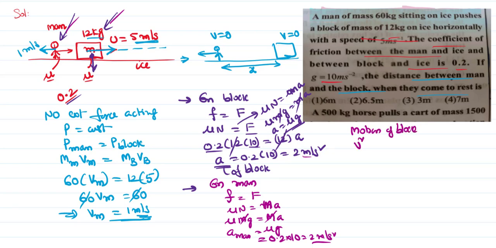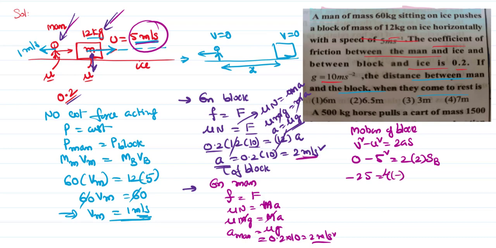Using a formula, I can calculate v square minus u square equals 2as. The block is finally going to stop. The initial velocity given to the block as per the problem is 5 meter per second. The acceleration of the block we have already calculated as mu g, that is 2. s is the distance moved by the block. So minus 25 equals 2 into 2, 4. Of course, we write a minus sign there because it's moving in the opposite direction. So the distance moved by the block is 25 by 4.